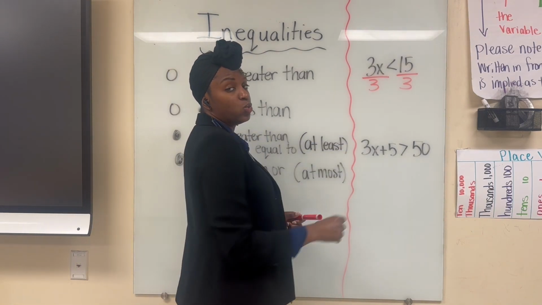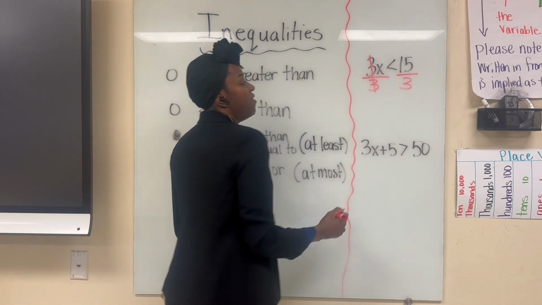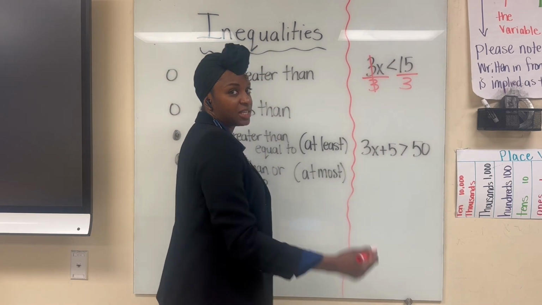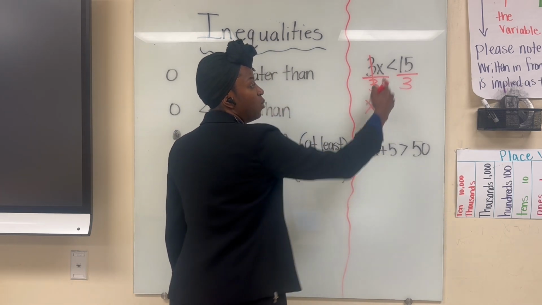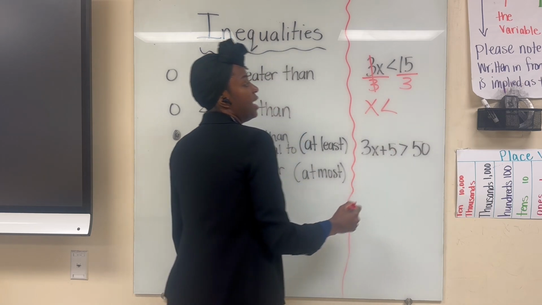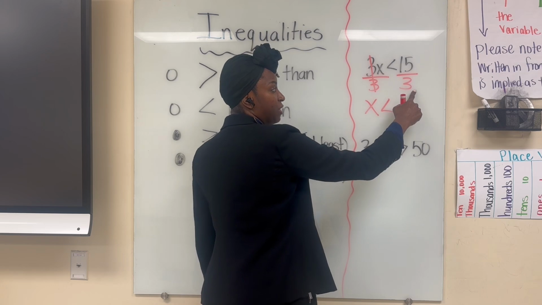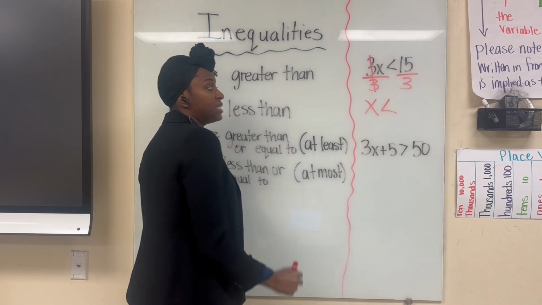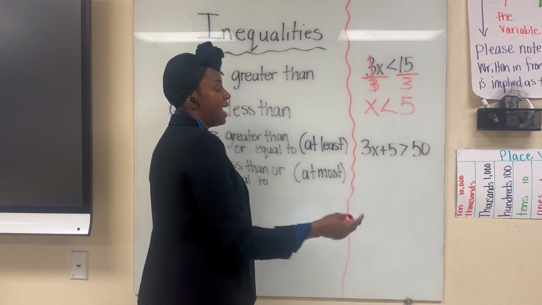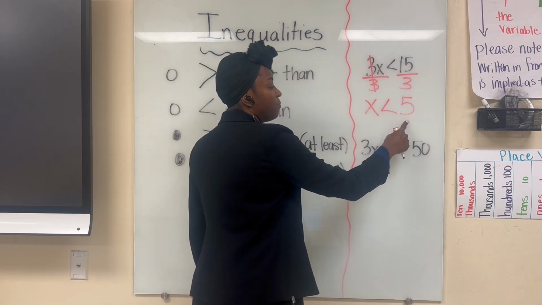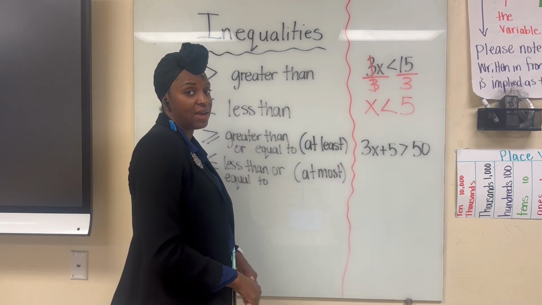3 divided by 3 is 1, as is any number divided by itself. And then 1 times x is x because any number times 1 is itself. So we'll bring down the x and the inequality, and we'll put 3 into 15, because 15 divided by 3 is the same as 3 into 15. How many times can 3 go into 15? 5. So we can read the solution as x is less than 5. That means any value that you plug in for x has to be less than 5 in order for it to work.